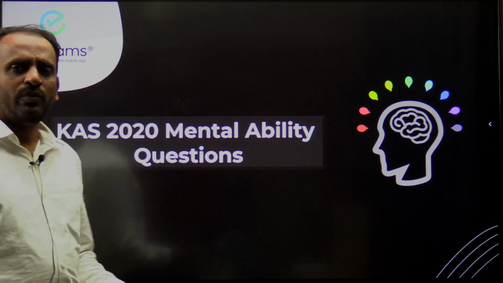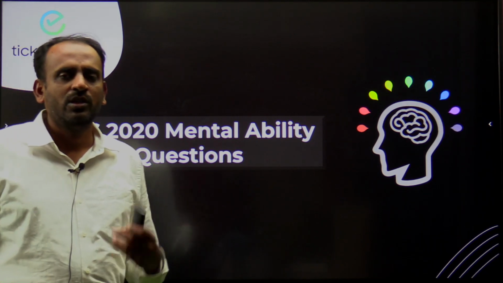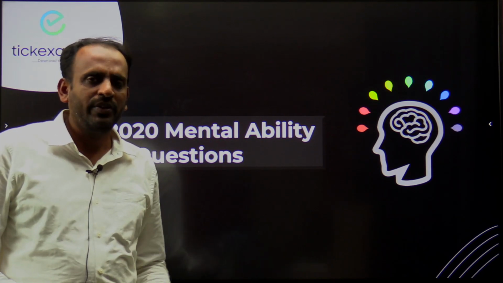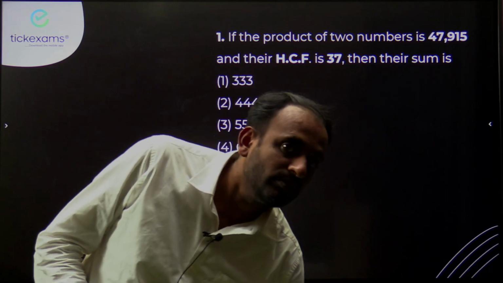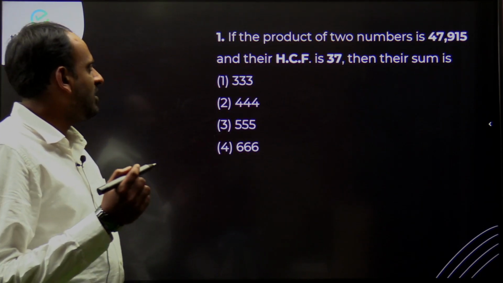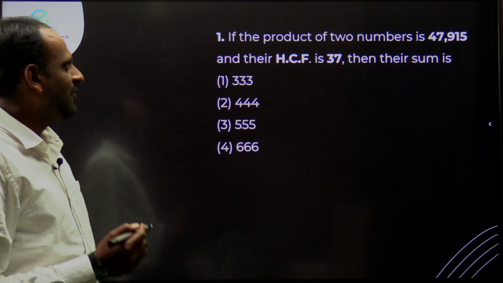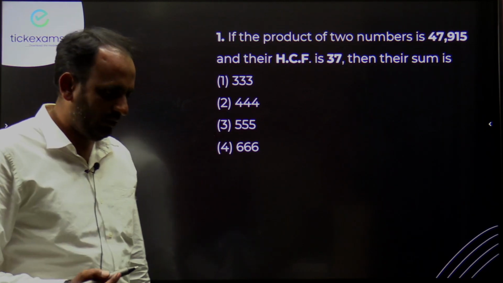In this video, we are going to learn about KS 2020 mental ability questions. So we will solve these questions in our video. Here goes the first question. If the product of two numbers is 47,915 and their HCF is 37, then their sum is what?